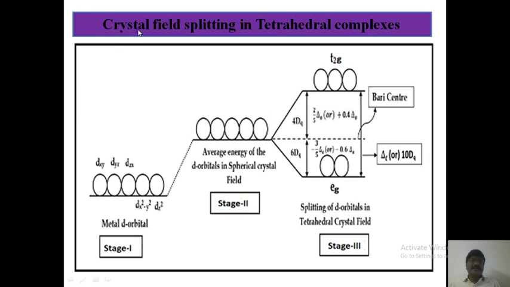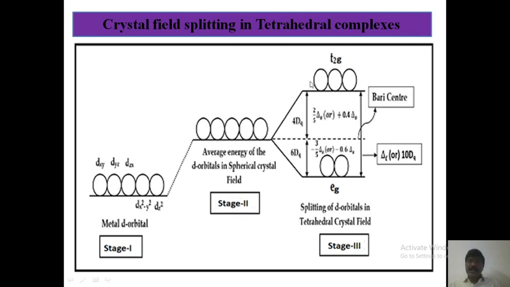Now see the crystal field splitting in tetrahedral complexes. In the first stage, these are the ground state of the degenerate orbitals: dxy, dyz, dxz, dx square minus y square, dz square. When the four ligands, the electrons of the lone pairs of the ligands, approach these degenerate orbitals, they are immediately promoted to an excited state. That means a hypothetical situation. In this stage, the orbitals split into two different energies.